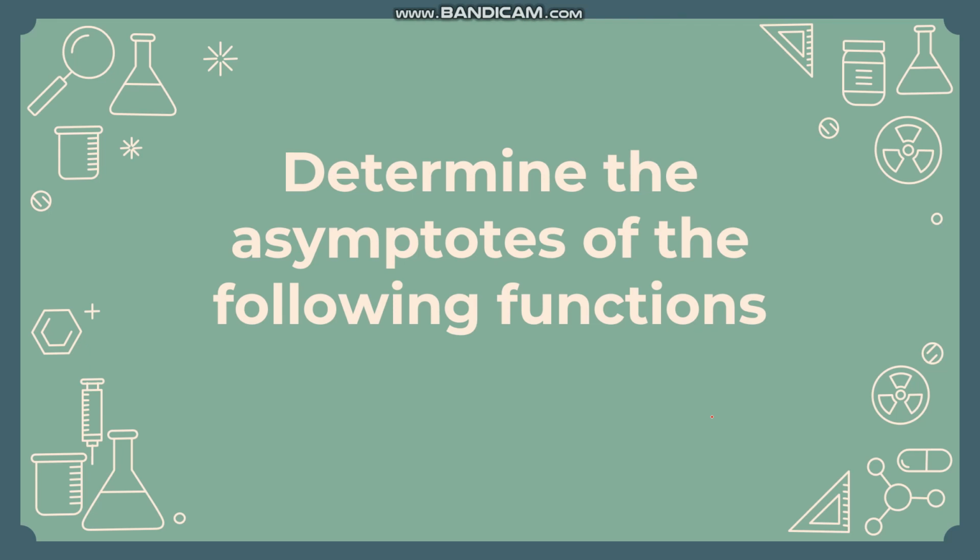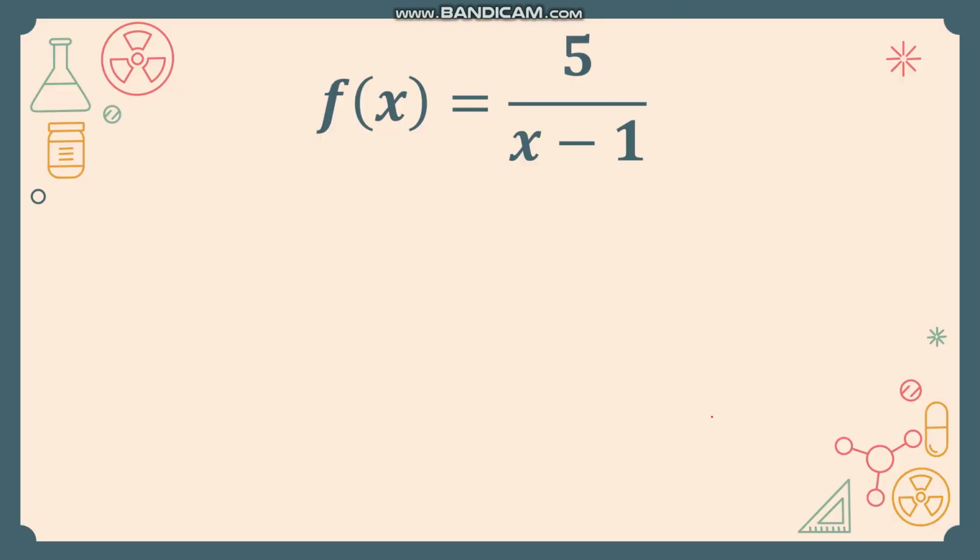Now, let's determine the asymptotes of the following functions. First, let's have f of x equals 5 over x minus 1. Now, let's identify the asymptotes. First is the vertical asymptote. For the vertical asymptote, all we have to do is equate the denominator to 0. So the denominator is x minus 1, so this will become x minus 1 equals 0. And then just solve for x. Just move 1 to the other side, so we have x equals positive 1. So this one right here, x equals 1, is the equation of our vertical asymptote.